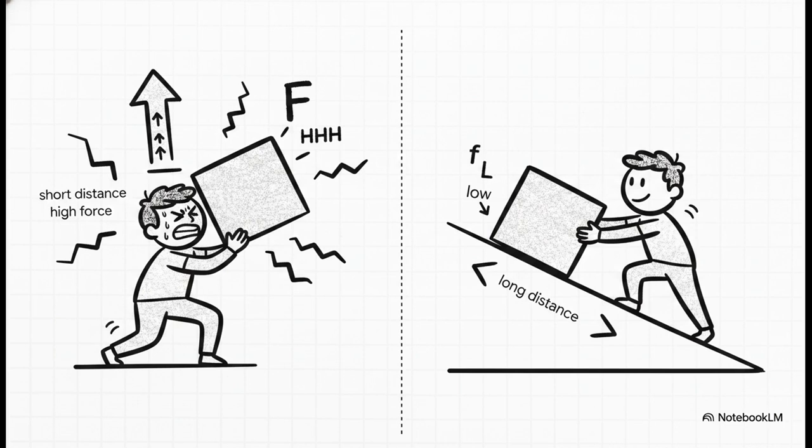So, the crucial takeaway here is the trade-off. Ramps don't magically make the box weigh less. What they do is reduce the force you have to exert. You're trading a longer walk for a much lighter push, making it way easier to beat gravity and the kinetic friction of the ramp itself.